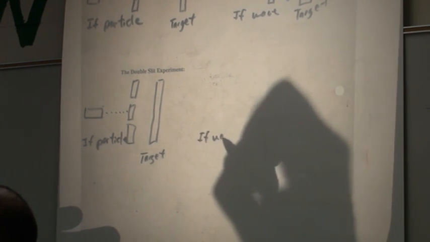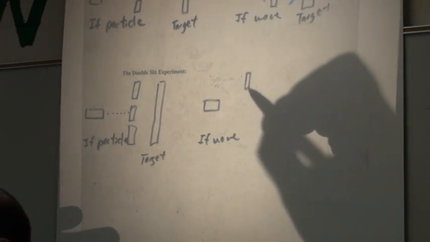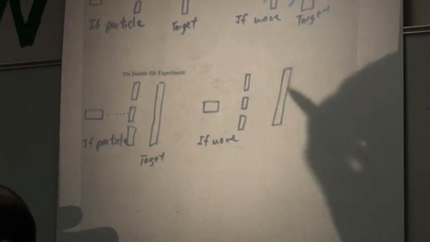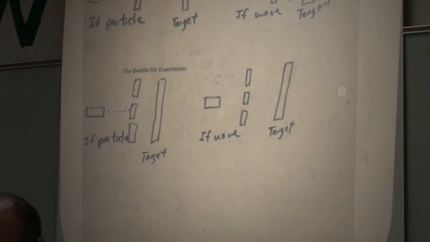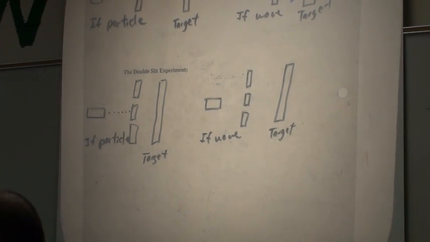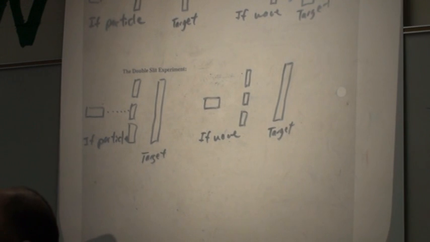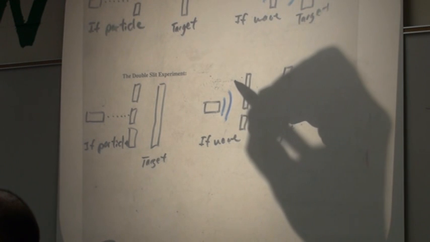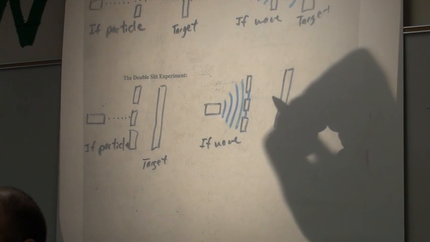What if it's a wave? Would it break into two waves? Because if it's forced through two different spots, how does it work? So let's draw it and see what happens. You shoot a wave. The electron's a wave. What happens when the wave reaches the two holes? It will go through both of them at the same time.